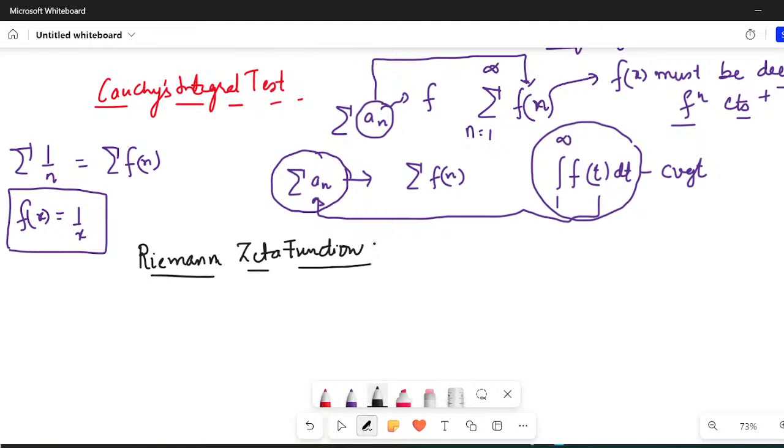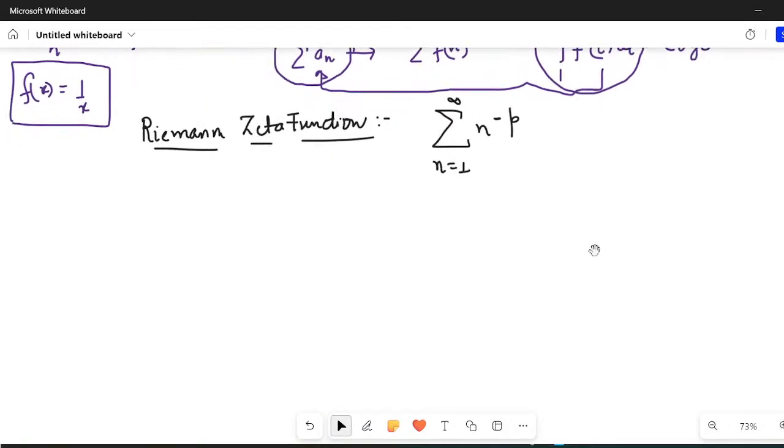Let me again write the Riemann zeta function. Again, what is the Riemann zeta function? This is the summation n equals 1 to infinity of n to the power minus p. Okay, this is your Riemann zeta function. Now let us try to do a few cases first.